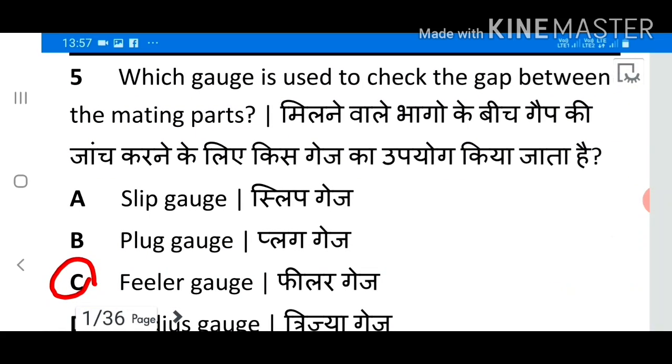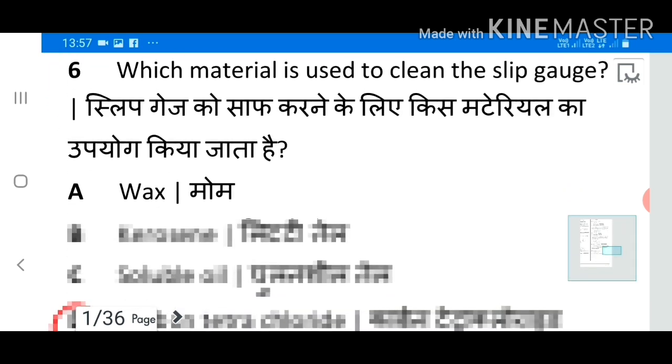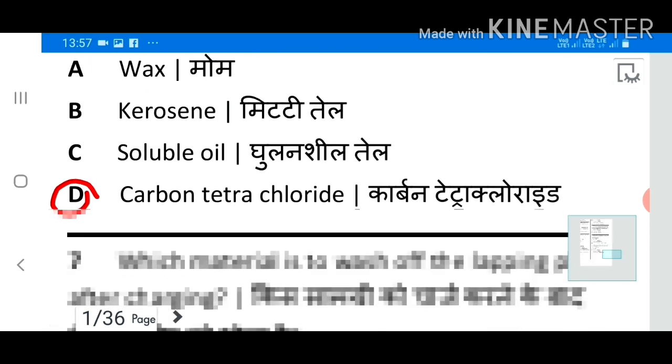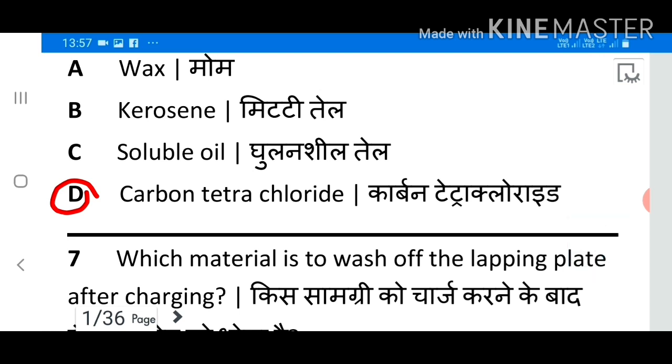5. Which gauge is used to check the gap between the mating parts? Answer C. Feeler gauge. 6. Which material is used to clean the slip gauge? Answer: carbon tetrachloride.